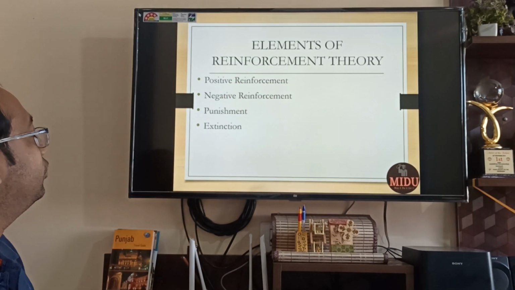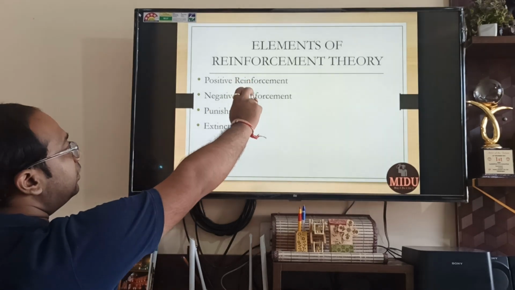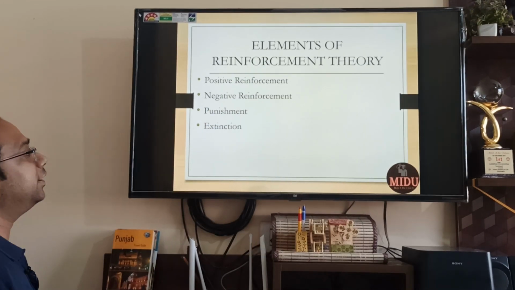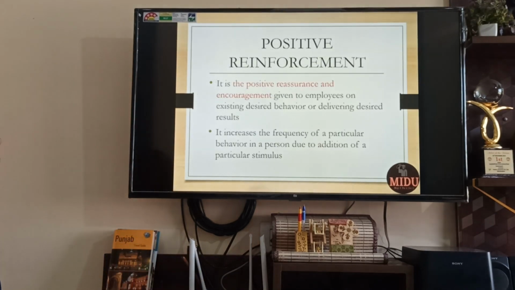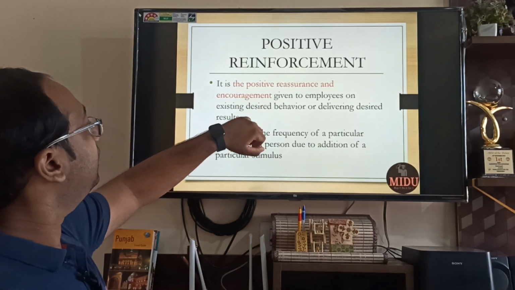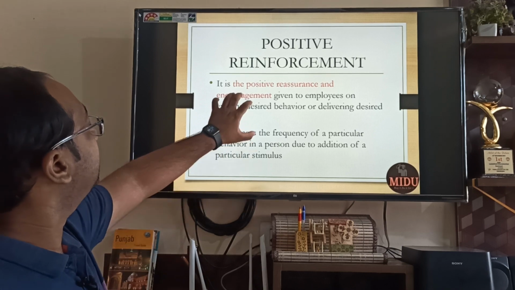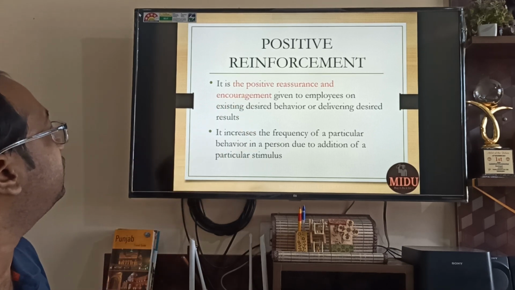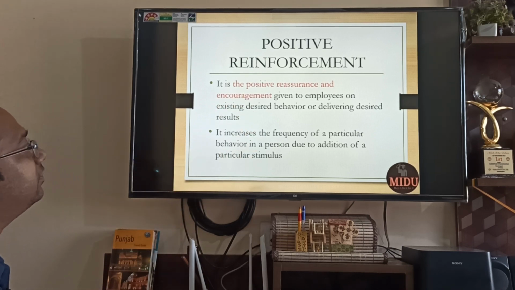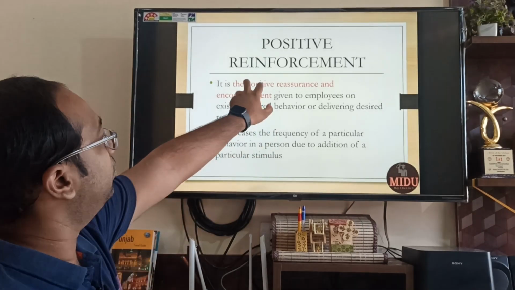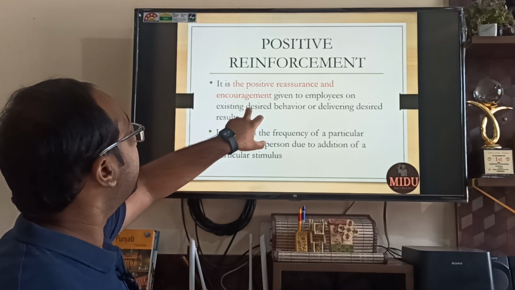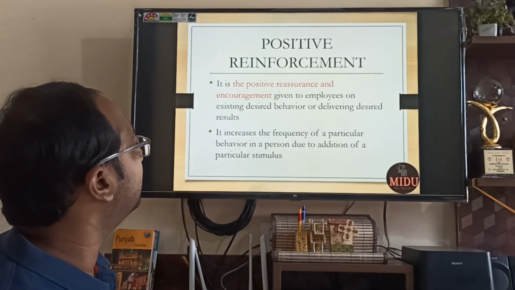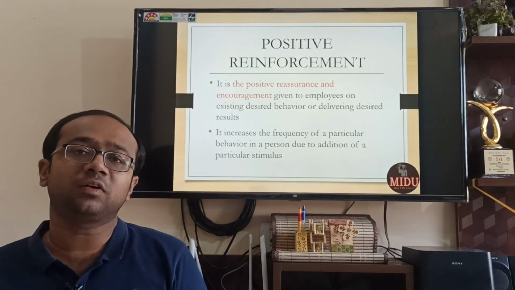Now there are four elements of reinforcement theory: positive reinforcement, negative reinforcement, punishment and extinction. Now let us discuss these four factors. First is positive reinforcement. It is the positive reassurance and encouragement given to employees on existing desired behavior or delivering desired results. Positive reassurance, encouragement, just see these highlighted words, given to employees on existing desired behavior or delivering desired results. You wanted some results.